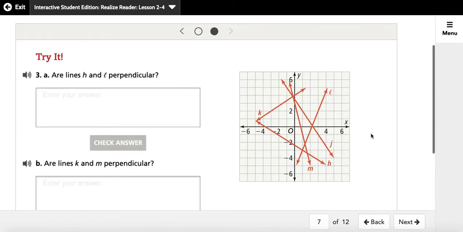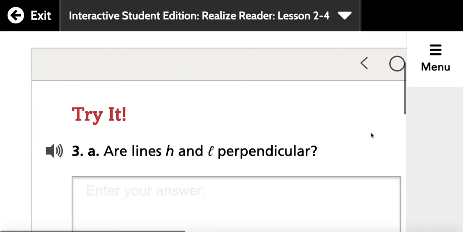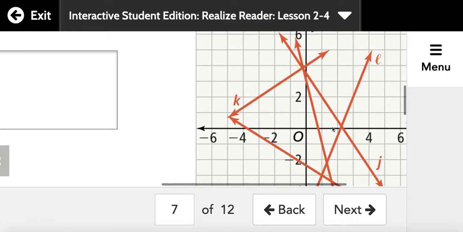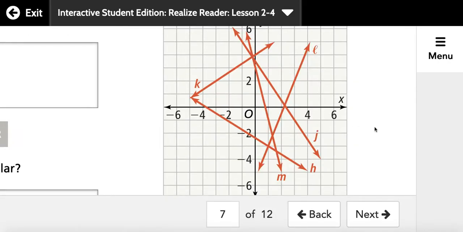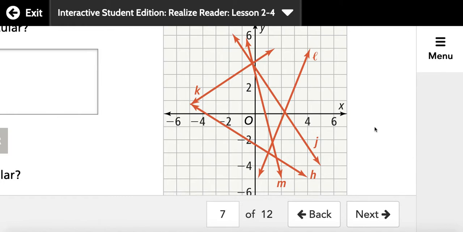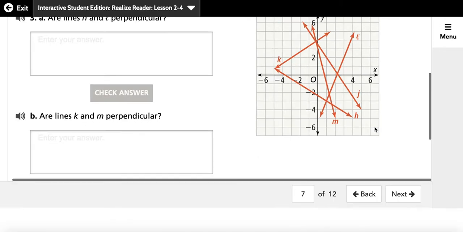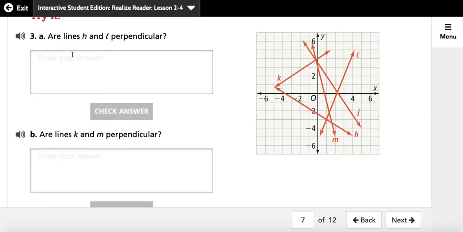Here we go, 2 for you to try. Are lines H and L perpendicular, and are lines K and M perpendicular? I'm going to zoom in so you can get a better indication of what points it goes through. All right, please pause and see if you can find out if those lines are perpendicular. I might not have given people enough time to know what lines I was talking about. So that's unfortunate. I apologize. H and L.